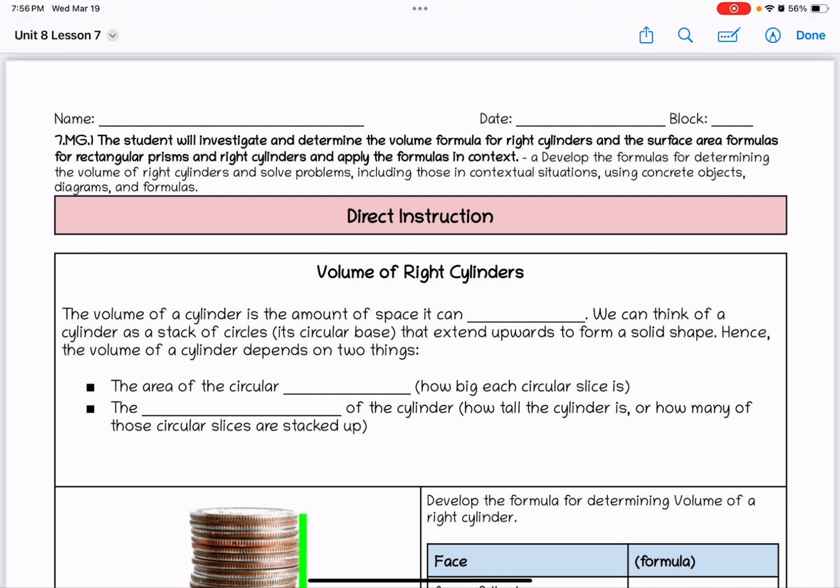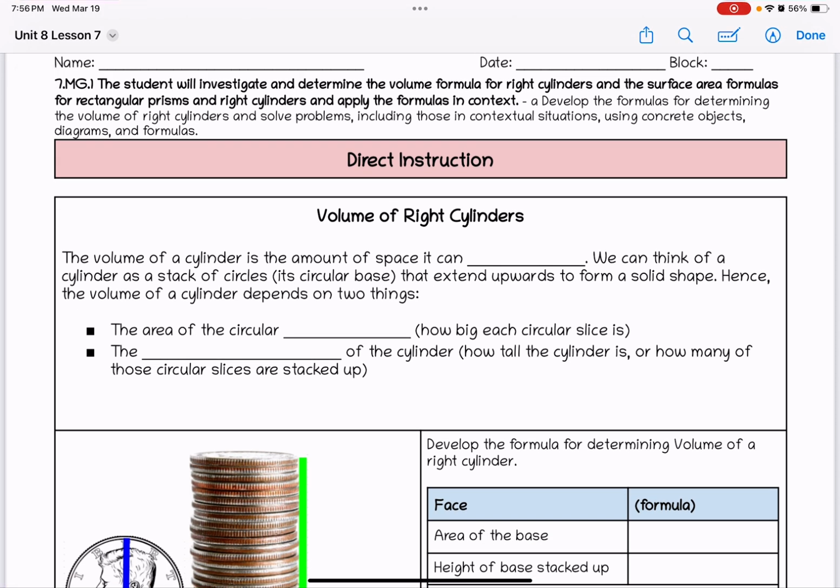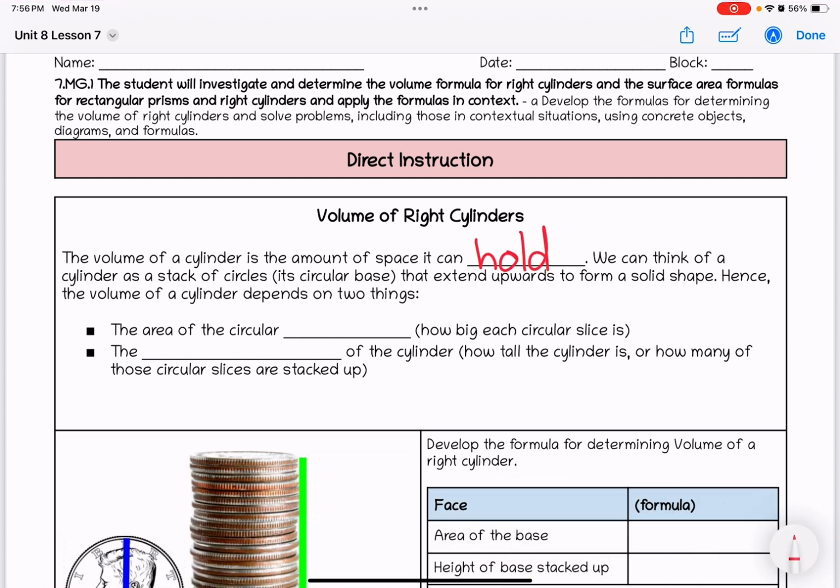All right. So today we're going to be talking about the volume of right cylinders. In the last lesson we talked about the surface area. Today we're going to talk about the volume. The volume of a cylinder is the amount of space it can hold. We can think of the cylinder as a stack of circles with a circular base that extends upward to form a solid shape.